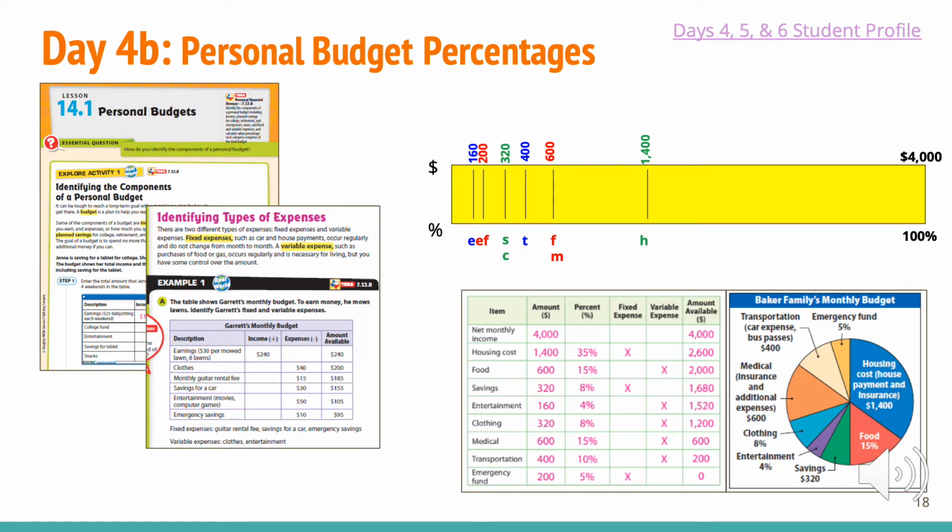$600 represents medical, and it also represents food, labeled F and M. Then the $400 per month expense is labeled as T for transportation, and so on. So you only need one bar, and then you can represent all of your values within that one bar. Then you would set up your proportions from here, as we did in the previous example.